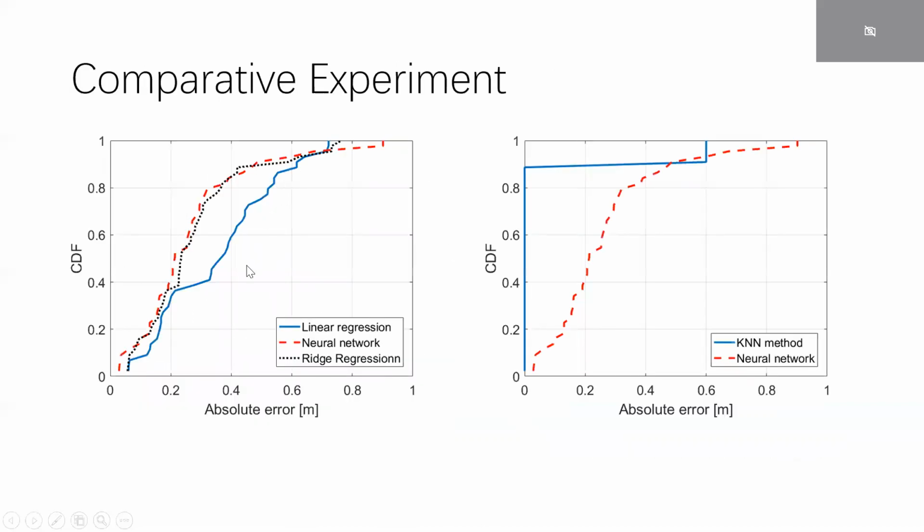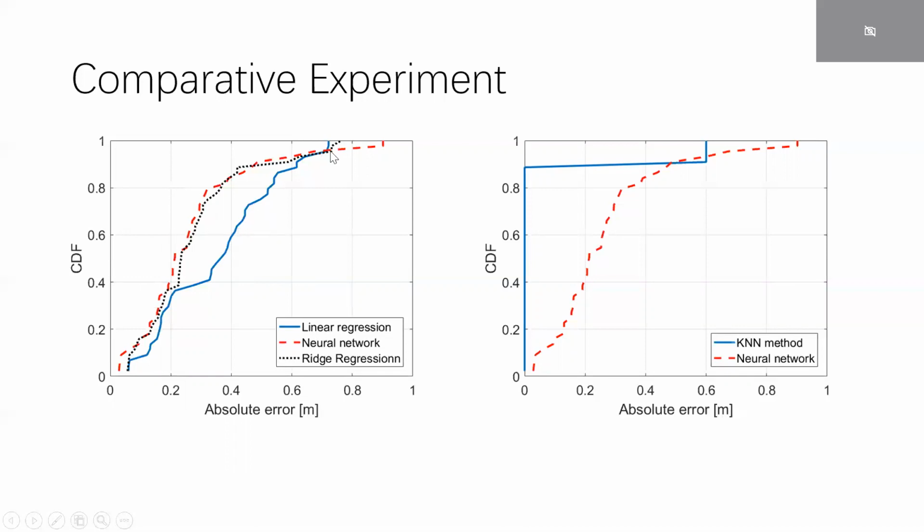And here is the result. In this project, we use the cumulative distribution function, CDF, to report the error of different regression algorithms. So in this case, if the curve moves toward the left, it means that the absolute error becomes smaller, and the localization precision is higher for this algorithm.